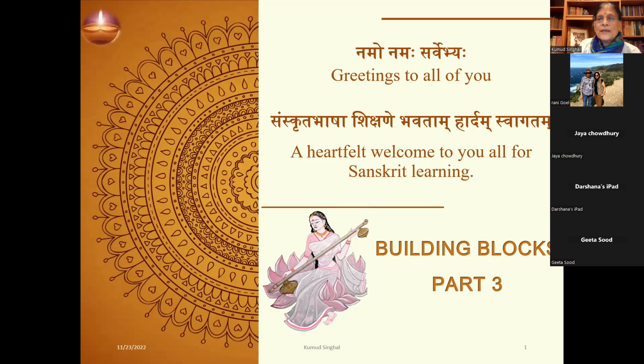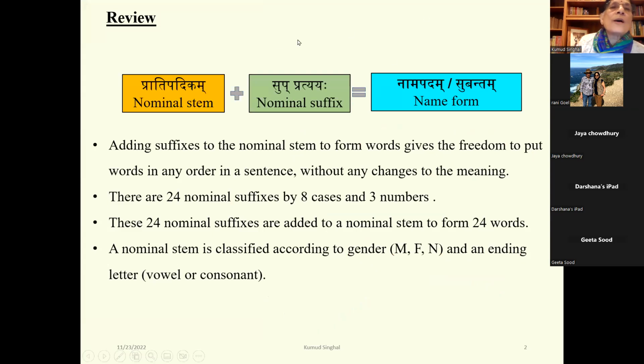Siddhir Bhavatu Me Sada. So now I'm going to review what we did in the last class. By now you all must know that a name form is formed by adding a nominal suffix to the nominal stem. Adding suffixes to the nominal stem to form words gives the freedom to put words in any order in a sentence without any changes to the meaning.